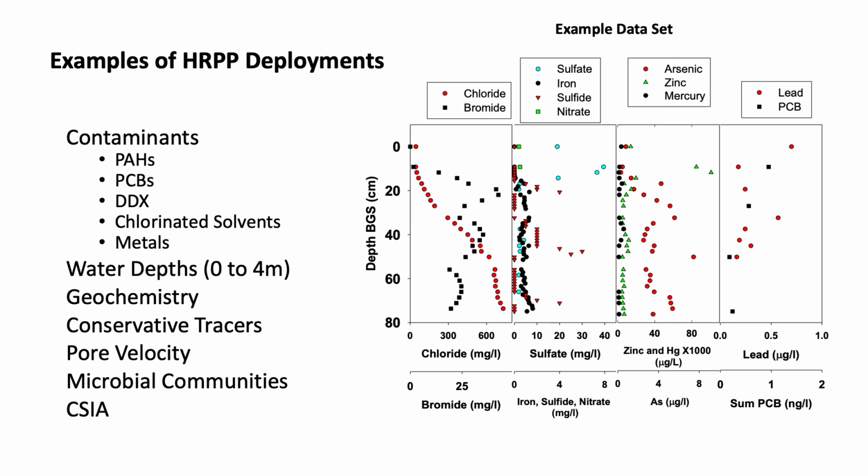Metals we evaluated here were arsenic, zinc, and mercury. You can see that the zinc profile decreases proportionally with the sulfate profile, probably due to sequestration with sulfide. Arsenic increases with depth, and mercury was generally low throughout the profile. Lead was highest actually in the surface water and decreased with depth, and PCBs also decreased with depth.